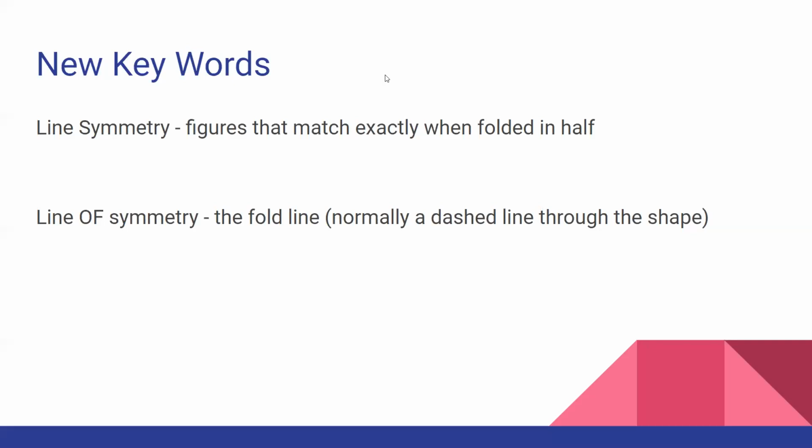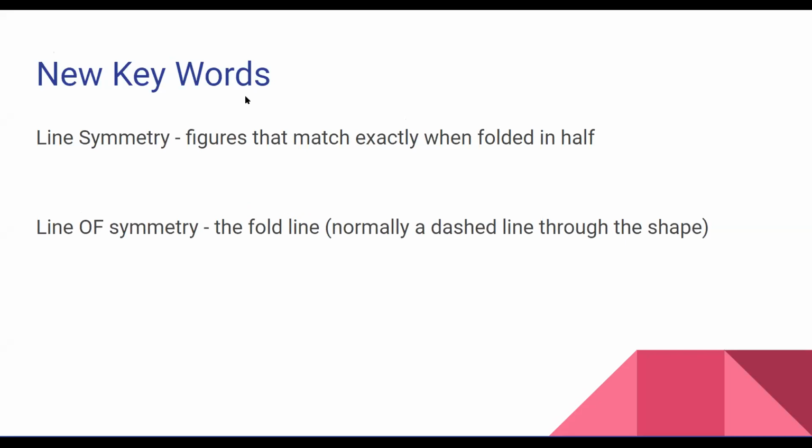So looking at some new keywords that you're going to need to know during this. There are kind of two parts to this lesson. The first part is a line of symmetry, or just line symmetry. What that means is figures match exactly when they're folded in half. So if I have an exact square and I fold it in half, there's line symmetry in that.